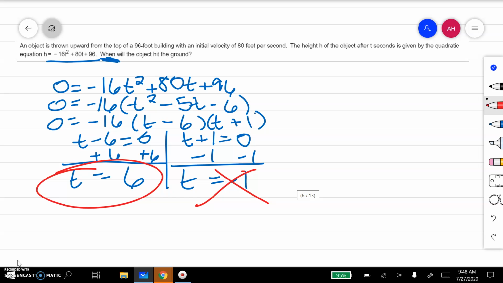that 96-foot building. If you want to check your answer, you just plug it back into the original equation and make sure that you get 0. And you could just use a calculator to do that.